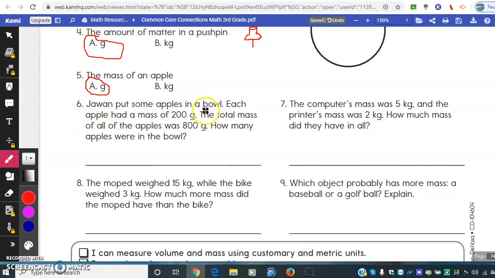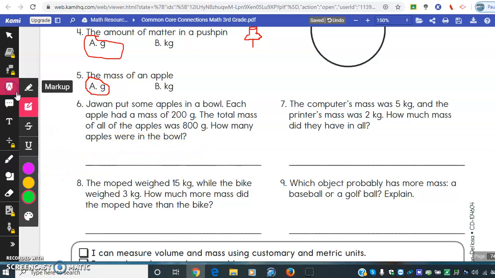Juwan put some apples in a bowl. Each apple had a mass of 200 grams. The total mass of all of the apples was 800 grams. How many apples were in the bowl? All right, let's highlight information. Each apple had a mass of 200 grams. The total mass of all the apples was 800 grams. How many apples were in the bowl?